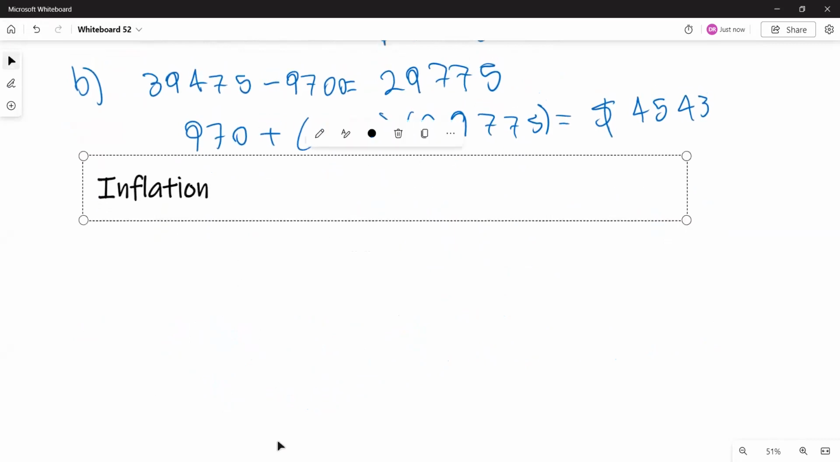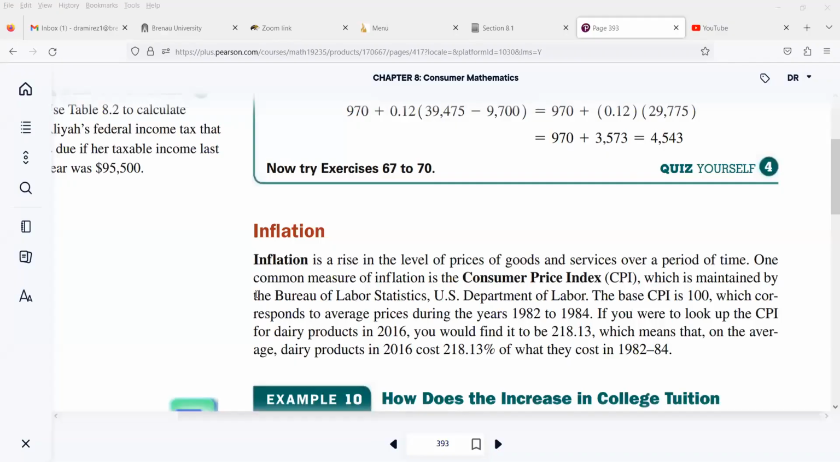So inflation, you may hear that term quite often nowadays. I mentioned the CPI when I did the section about real numbers. Inflation is a rise in the level of prices of goods and services over a period of time. One common measure of inflation is the consumer price index, or the CPI, which is maintained by the Bureau of Labor Statistics. The base CPI of 100 corresponds to average prices during the years 1982 to 1984. So that's the base price.